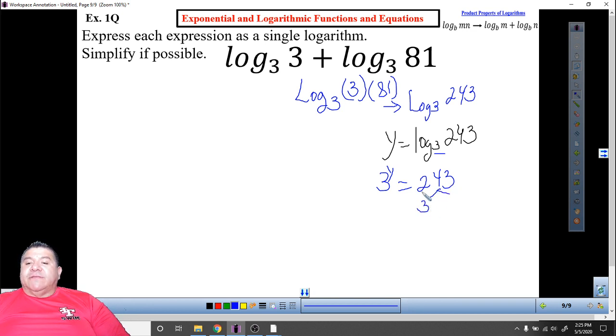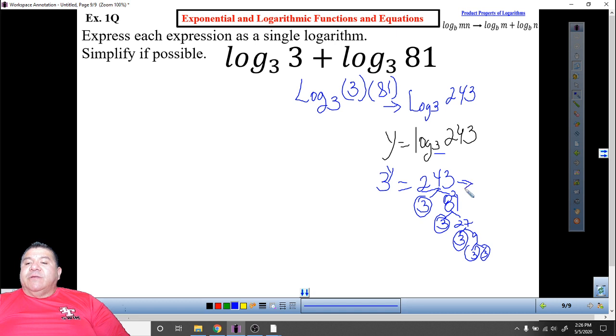Let's see. I'm going to start with here. Can 3 fit into 2? No. Into 24? Yes. 8 times. And into 3? 1 time. Okay. Again. 3 into 8, that's 2. I got 2 left over. 3 into 21, that's 7. Okay. 3 into 27 is 9. And 3 into 9 is 3.